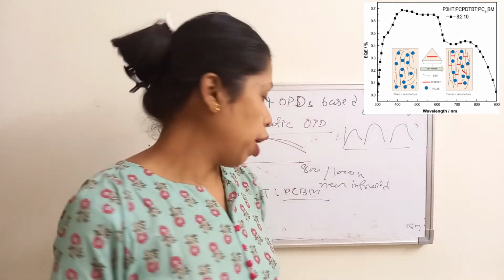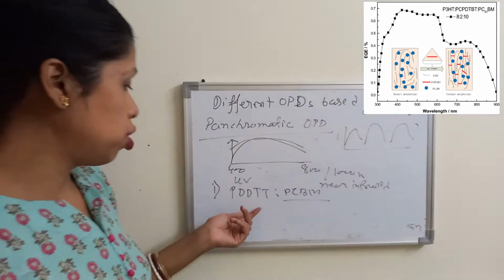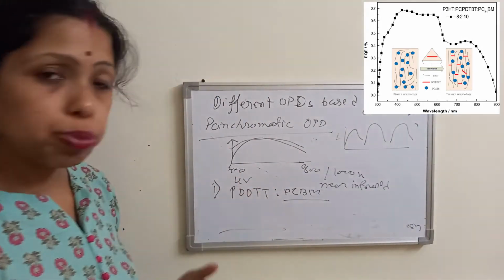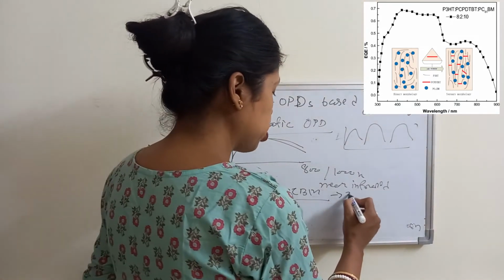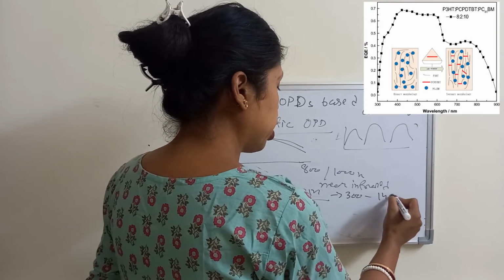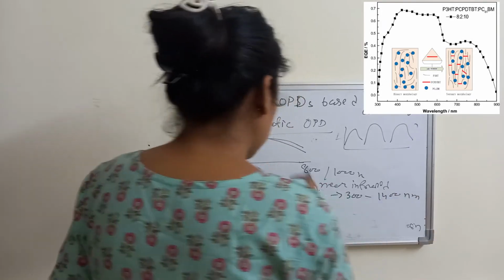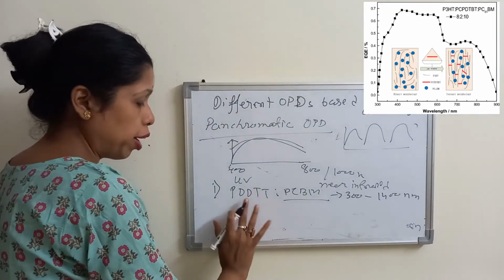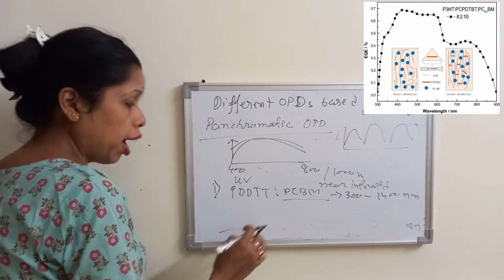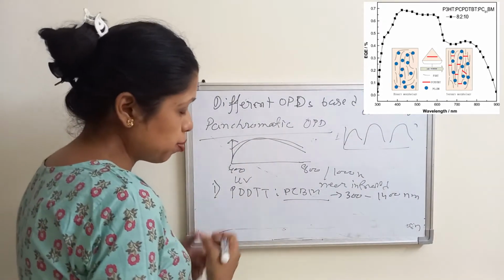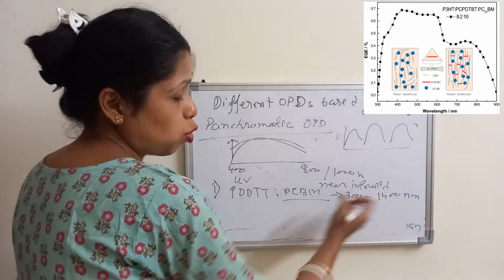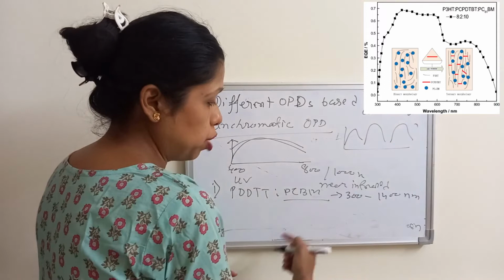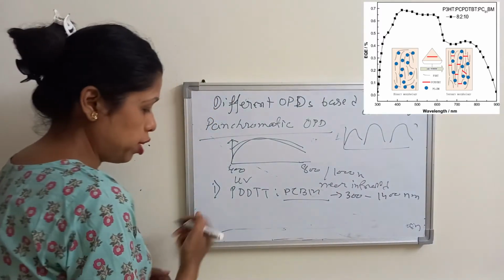Okay. So by using PDDTT and PCBM, we can get a broader spectrum response, from 300 to 1400 nanometer. By using only two materials and taking the co-mixing method, we can get such a broad response, which is already published.